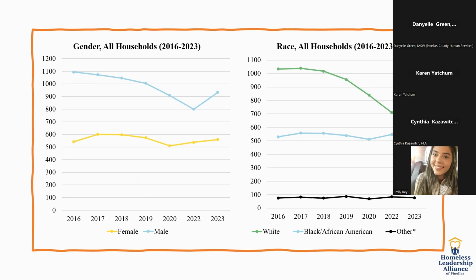Females have remained steady. But when we move over to the right side, which is the racial characteristics, the green represents people who identify as white. That has been trending downward. However, the blue line is people who identify as African American. That remains steady, but has then started to trend upward. So we see a downward trend essentially in people who identify as white, and we're starting to see this upward trend now in people who identify as African American.